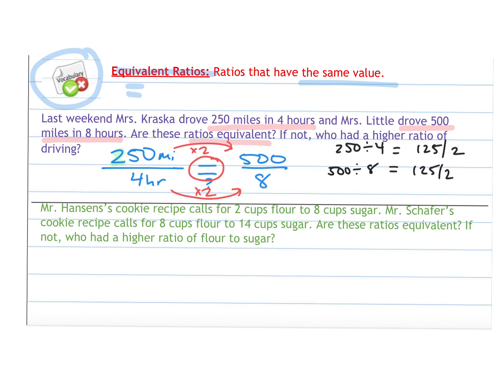So they are equivalent. For the second one, Mr. Hansen's cookie recipe calls for 2 cups of flour to 8 cups sugar. Mr. Schaefer calls for 8 cups flour to 14 cups sugar. Are they equivalent? So 2 out of 8 compared to 8 out of 14, I can right away tell this is times 4, but this is not times 4, so they're not equivalent. Or if I simplified them, this simplifies to 1 out of 4, whereas this one simplifies to 4 out of 7. So those are not the same. So it appears that Mr. Schaefer has a higher ratio of flour to sugar.